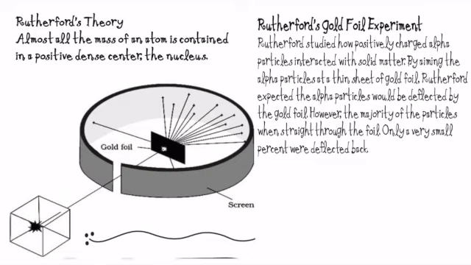Rutherford found that almost all of the mass of an atom is contained in a positive, dense center of the nucleus. Rutherford used the gold foil experiment to find the existence of the nucleus. Rutherford studied how positively charged alpha particles interacted with solid matter. By aiming the alpha particles at a thin sheet of gold foil, Rutherford expected the alpha particles would pass completely through the gold foil. However, the majority of the particles went straight through. Only a small percentage were deflected back.